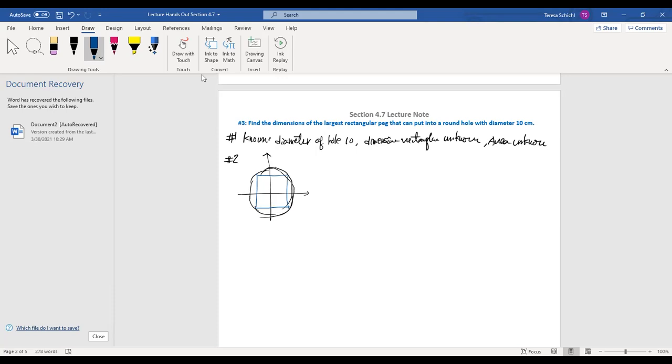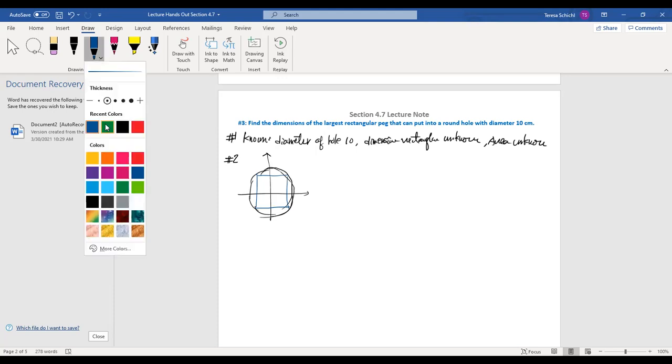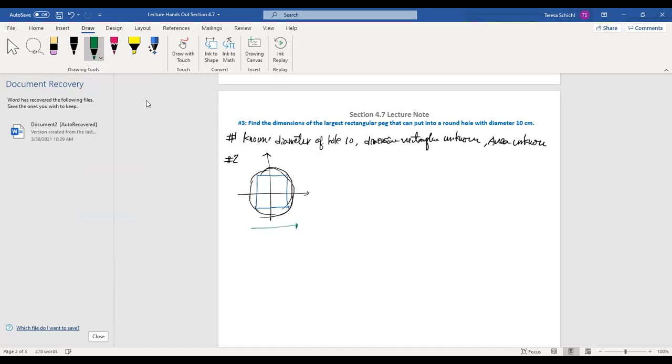Then I know the diameter. The diameter is 10. That means from here to here is 10 centimeters. Now I want to find the dimensions of this rectangular peg that fits in the hole. We want the largest, right? So that means the largest area. Okay, now let's write down the labels. Number 3, we want to find the largest peg, that means the largest area.